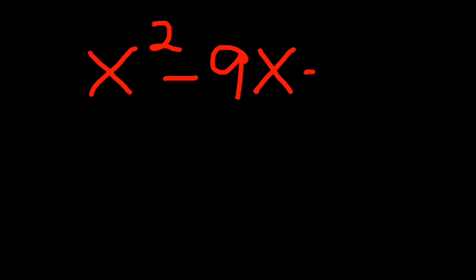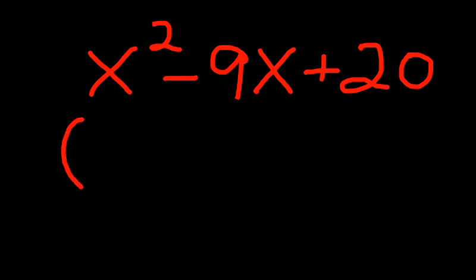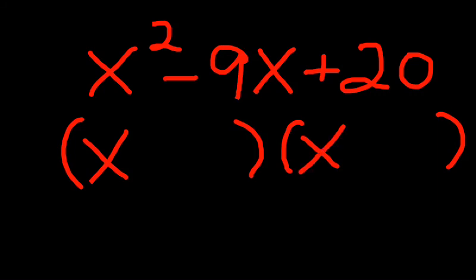This time I'm going to just change the sign a little bit. I'm going to write x squared minus 9x plus 20. Again, the lead coefficient is 1. Put my two parentheses. I'm going to put an x here and an x here. And I'm going to look at the number 20.